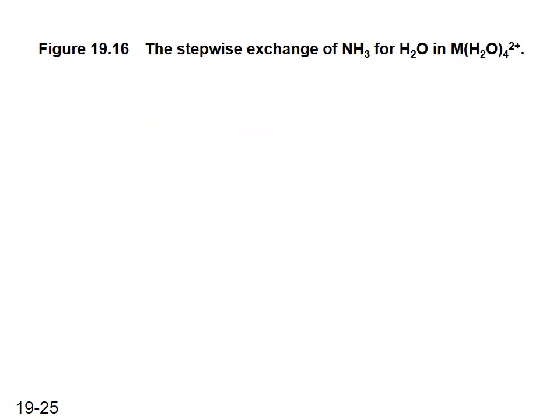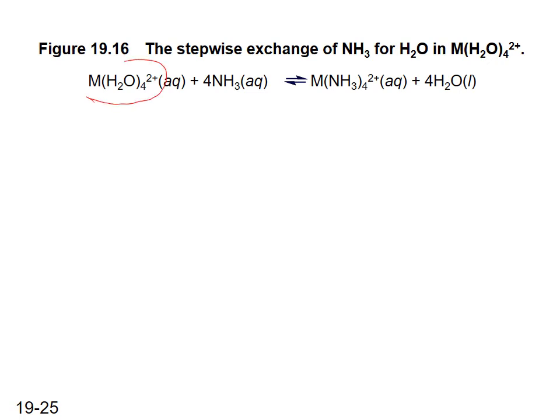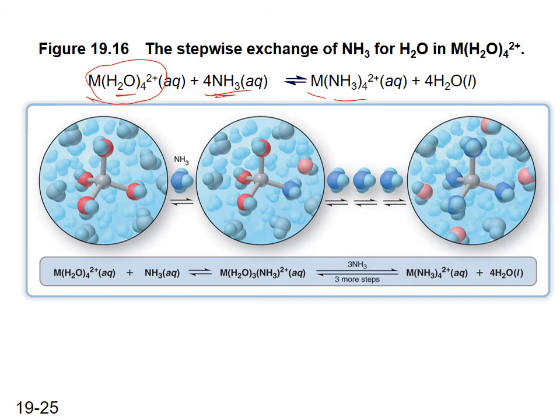When a metal hydrate, such as this one, is treated with ammonia molecules, usually the water around the metal ion may be replaced by ammonia molecules to form a metal ammonia complex. This reaction may complete in several steps at the molecular level. First, one ammonia replaces one water, then a second ammonia replaces a second water, and the third and fourth. So all of the water molecules will be replaced.